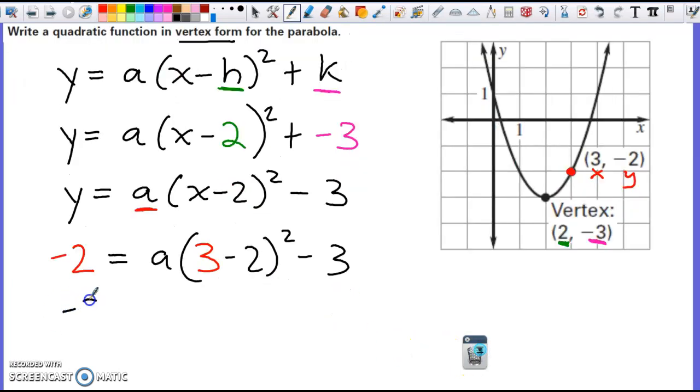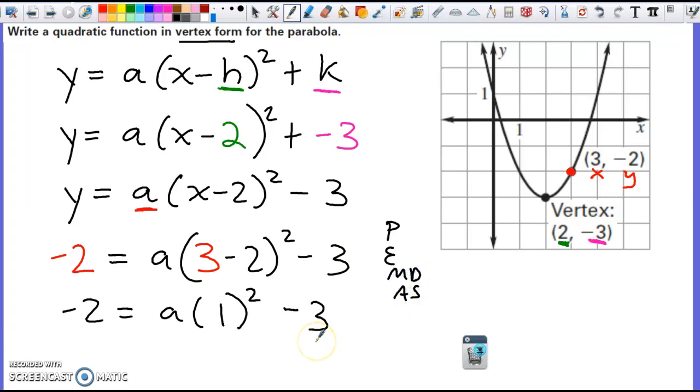So now I'm going to have negative 2 is equal to a, and what's 3 minus 2? That's 1 squared minus 3. Again, I did what's inside the parentheses first. PEMDAS is how I do this. Parentheses, exponents, multiply, divide, add, and subtract. So I did the parentheses first. Now I have to do the exponent. So I have negative 2 equals a times 1 minus 3. Now I have to do multiply, divide. So I take a times 1. Okay, a times 1 is just a. I forgot that in there.